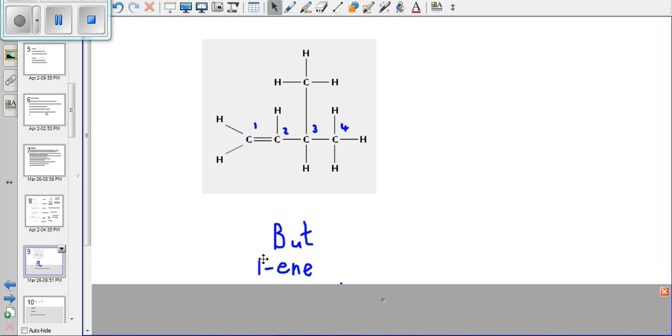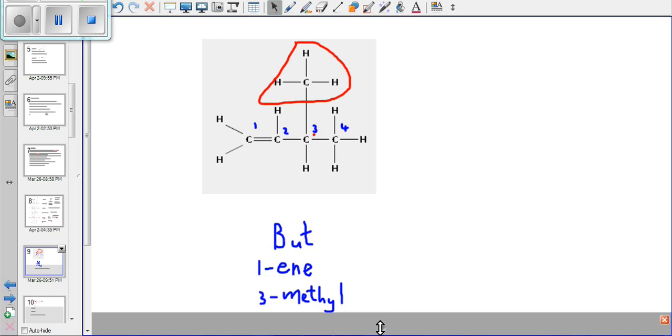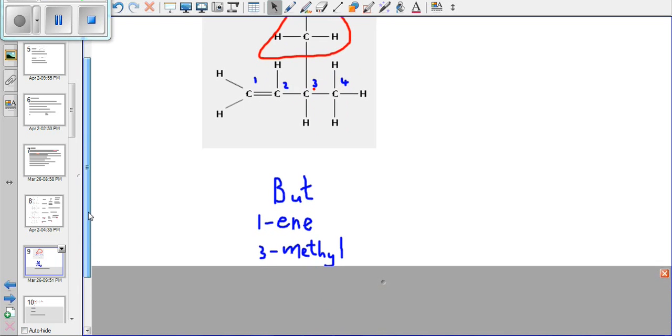So it's but-1-ene, and then we see that we've got this attachment here. This is a CH3 attachment, and the CH3 attachment is on the third carbon. So we should remember that as well. So we've got 3-methyl. On the third carbon, we've got a methyl attachment. So if we have to name this now, we have to put all this together.